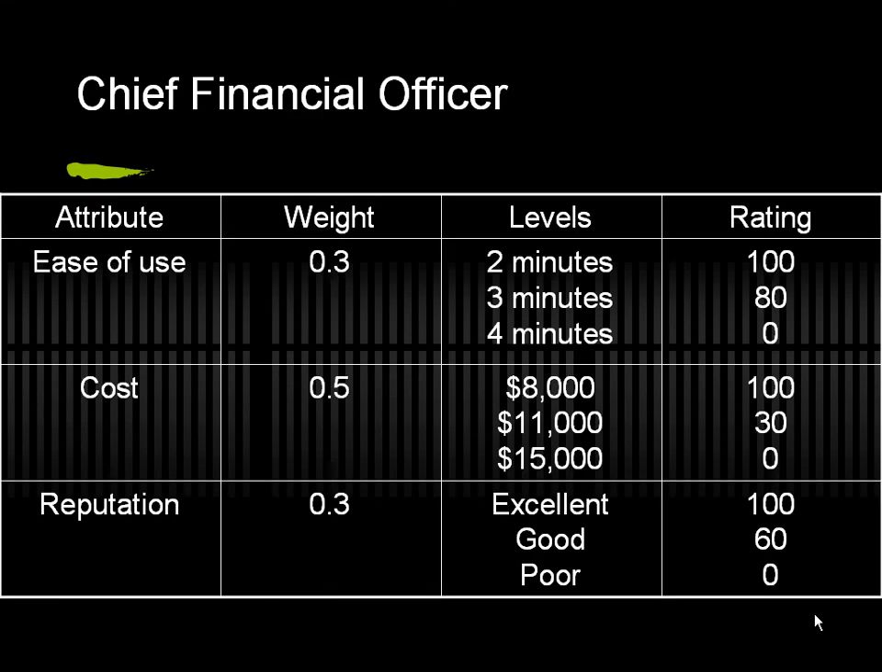This is a chart representing the preferences of the first expert, the Chief Financial Officer. After the one-on-one interview with the CFO, the analyst found that cost is the highest preference with a weight of 0.5. Ease of use and reputation were rated secondary with a weight of 0.3.